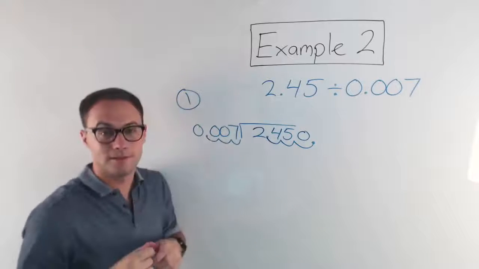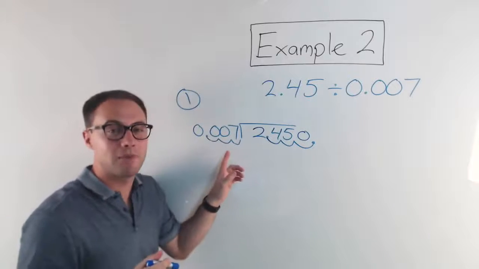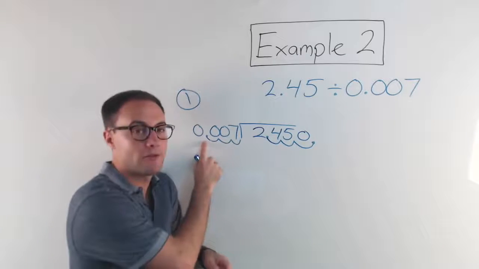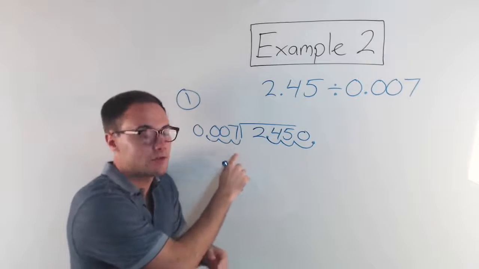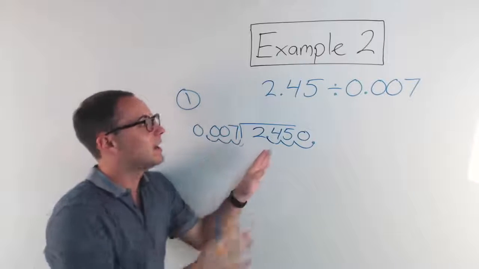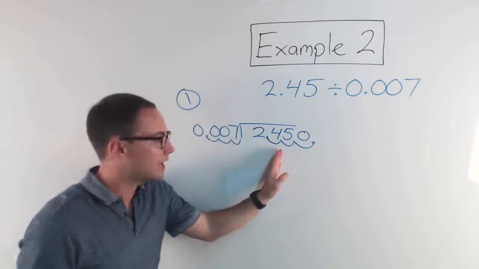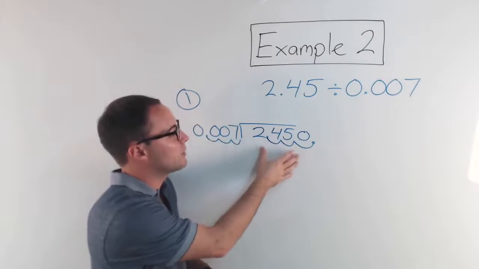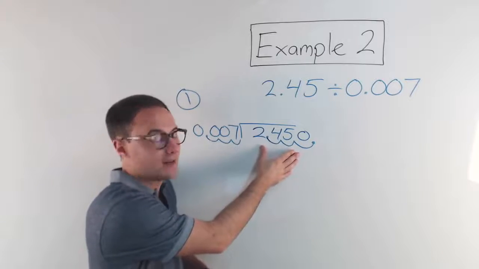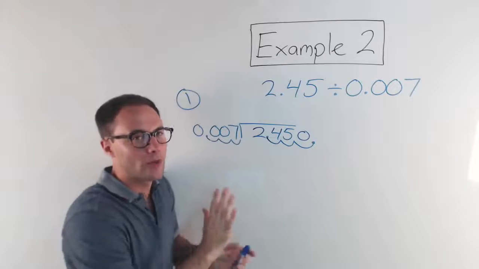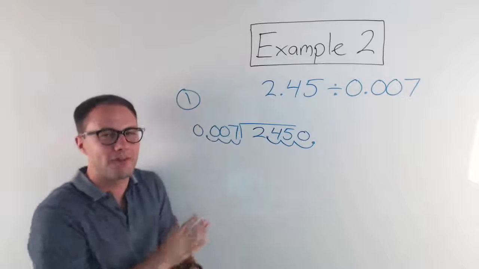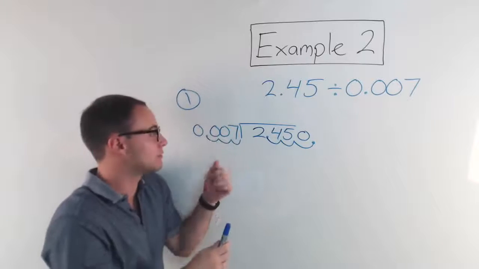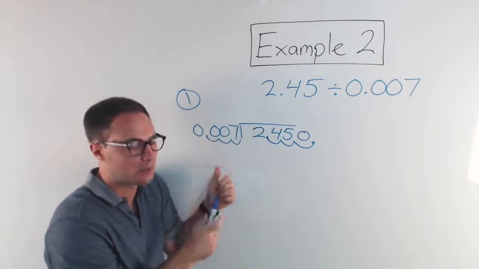So that's step 2: make sure you're dividing by a whole number. Really, really important. Move it as many times as you need to divide by a whole number, and then do the same thing here. Also, what you're starting with, your dividend, does not have to be a whole number. If you have a decimal here, that's fine. We don't care about that. All we care about is the divisor right here. That has to be a whole number.